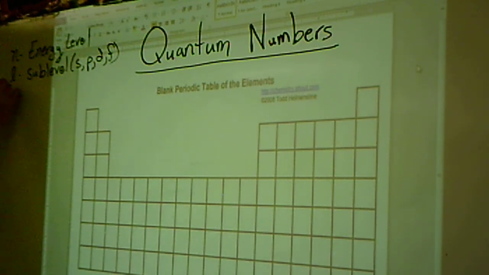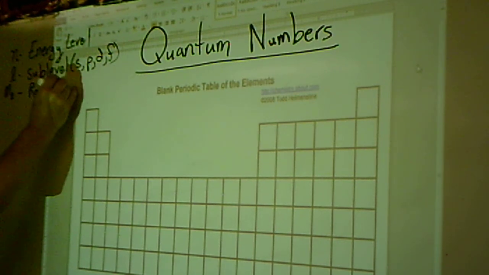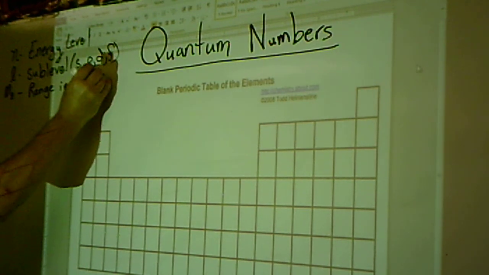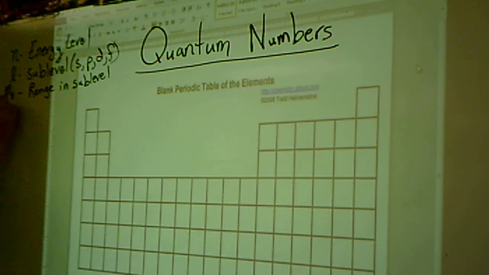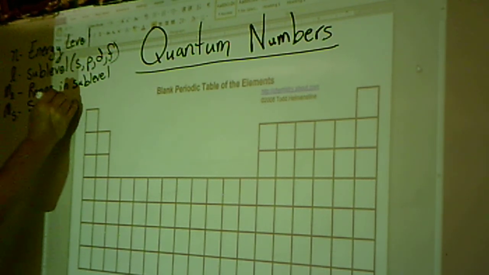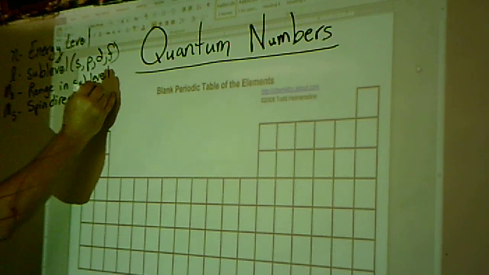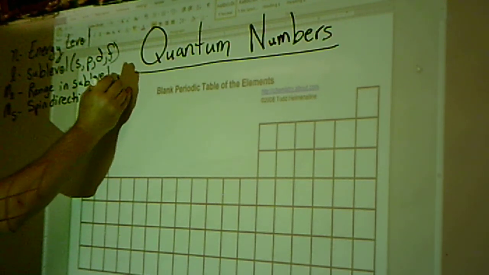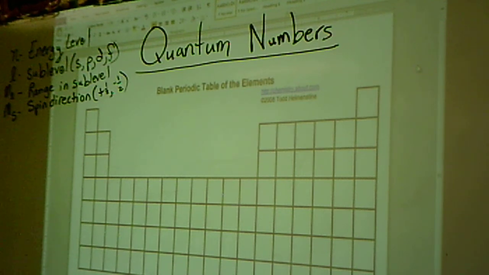You also have your ML, which is your magnetic sublevel, but it's also the one that's going to be your different numbers. So it's going to be the one with the range in your sublevel. And then you're going to have your MS, which is your spin direction. If it spins up, it's this. If it spins down, it's this. So these are all based on numbers, and you can use it as a coordinate system.